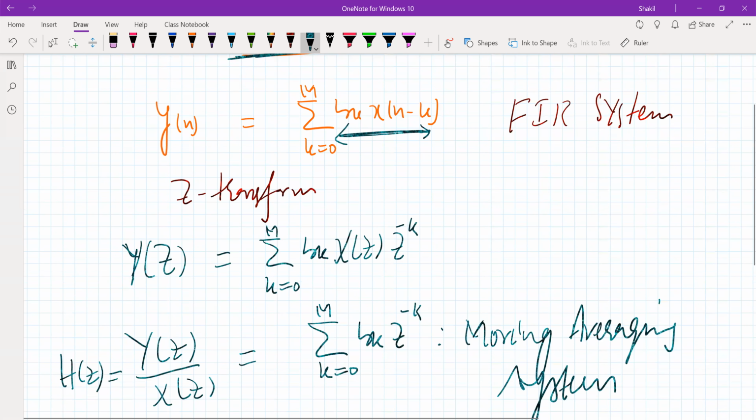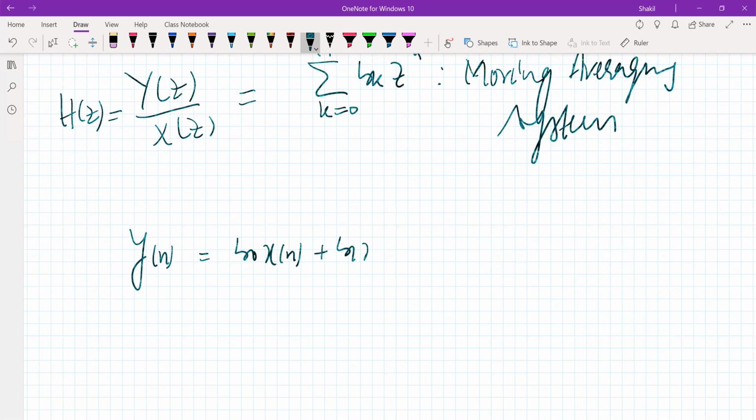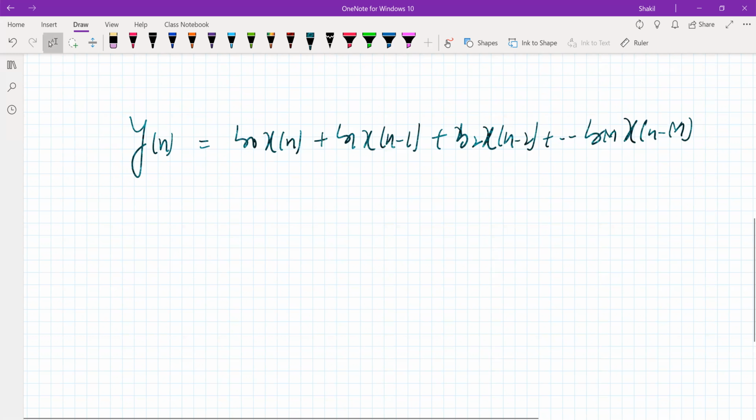So let's realize this. Let me expand it. y of n is equal to b0 x of n plus b1 x of n minus 1 plus b2 x of n minus 2 plus so on up to bm x of n minus m. So this is very easy to realize.